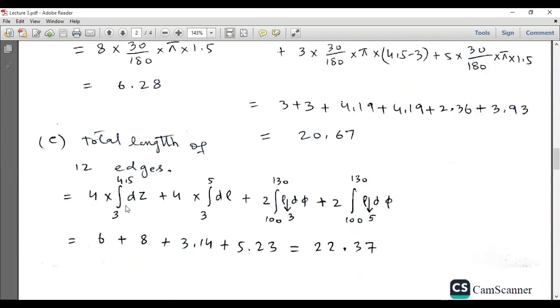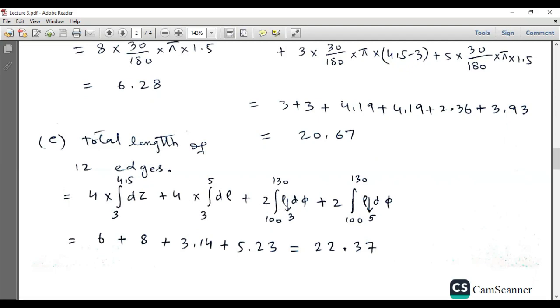So first of all, just calculate the edge along the z-axis. So there are 4 edges, and z is varying from 3 to 4.5. So 4 into dz, and after that integration, we will get the answer of 6. Similarly, along the rho axis, the limits are 3 to 5 for the rho vector, and there will be 4 edges. So we can have the value of 8 for the 4 edges along the rho vector.